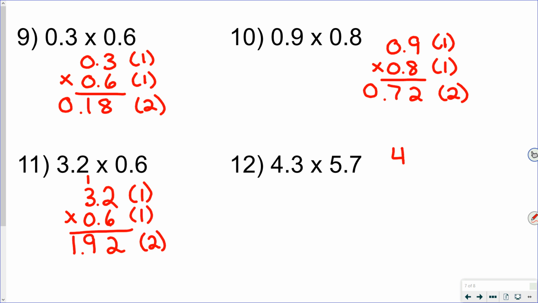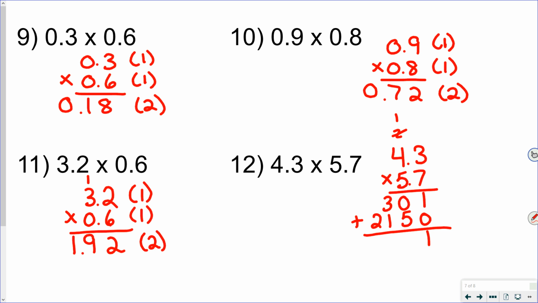And then finally, we have 4 and 3 tenths times 5 and 7 tenths. 7 times 3 is 21. 7 times 4 is 28, plus 2 is 30. Start the second line with a 0. 5 times 3 is 15. 5 times 4 is 20, plus 1 is 21. Add those together. 1 plus 0 is 1. 5 plus 0 is 5. 3 plus 1 is 4. And then bring down the 2. 4 and 3/10 has 1 digit after the decimal point. 5 and 7/10 has 1 digit after the decimal point. So your answer needs a total of 2 digits after the decimal point. So it's 24 and 51 hundredths. 24.51.